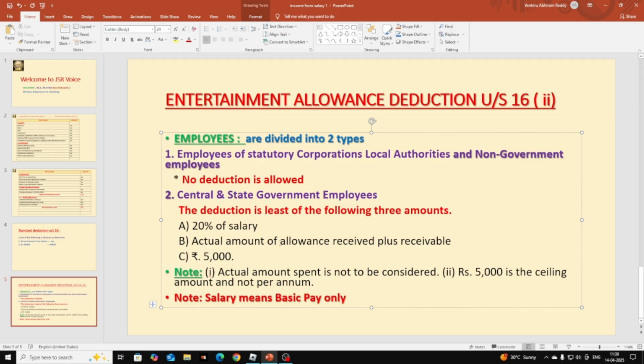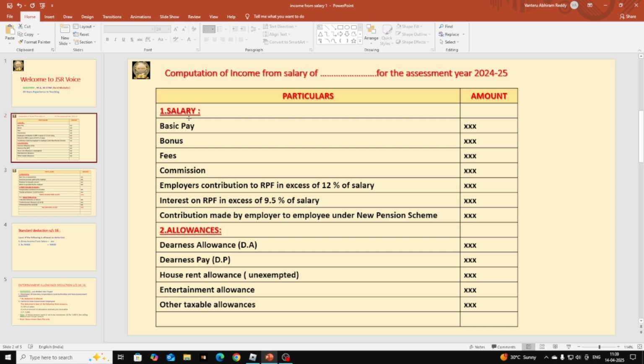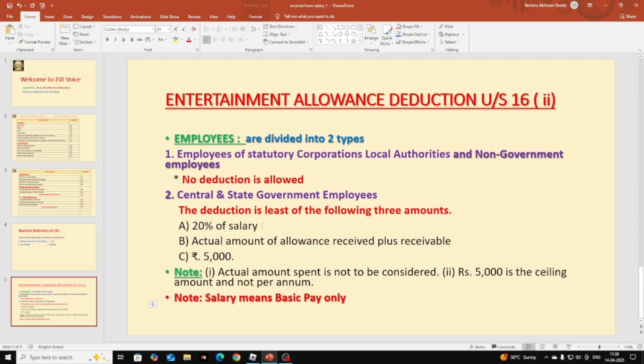First one is 20% of salary. On the salary, that 20% we should calculate. What is the meaning of salary here? Salary means basic pay only. Here only basic pay will be taken. So however much basic pay he gets, on that we calculate 20%. In the calculation of deduction for entertainment allowance, salary means only basic pay. On that, you calculate 20% here.